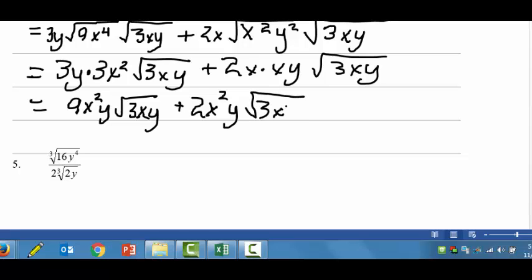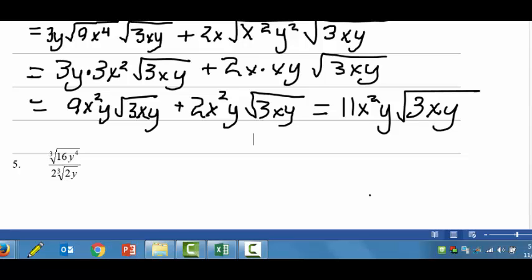So these are like terms. The coefficients have the same letter and variables to the same power, and the radicands and indices are exactly the same. So 9x squared y plus 2x squared y is 11x squared y times the square root of 3xy. So I simply add those coefficients and multiply the sum of the coefficients times the like radical.